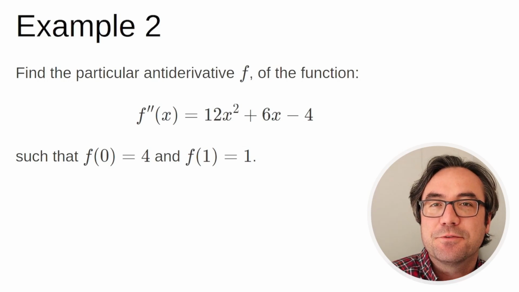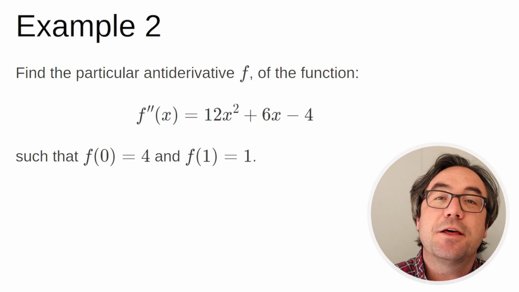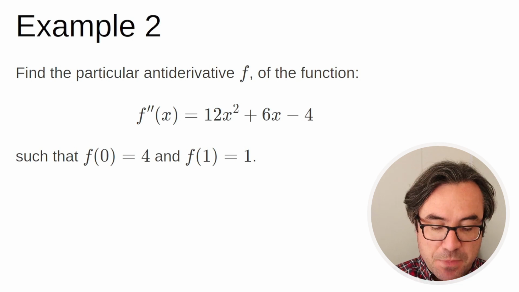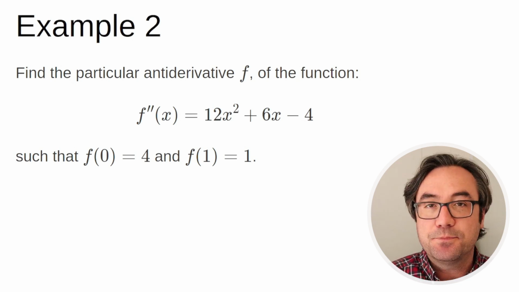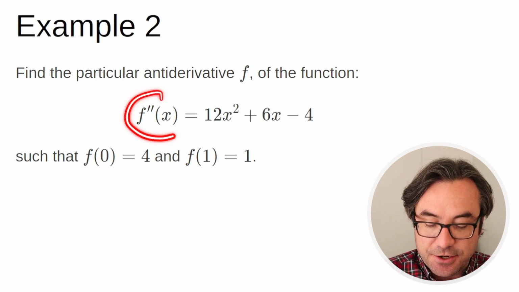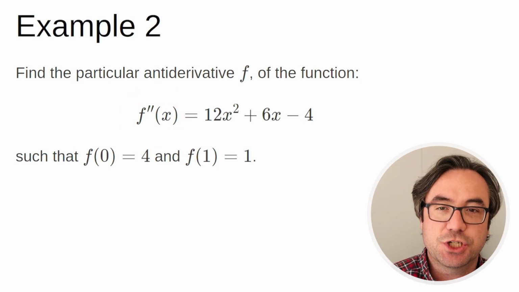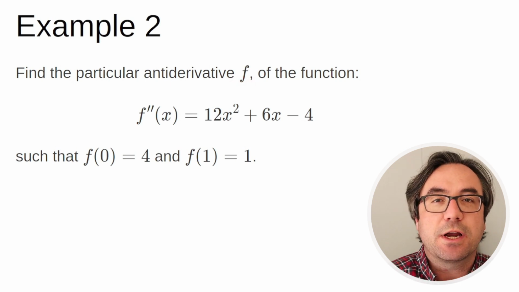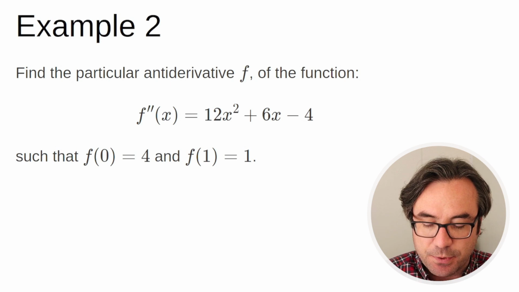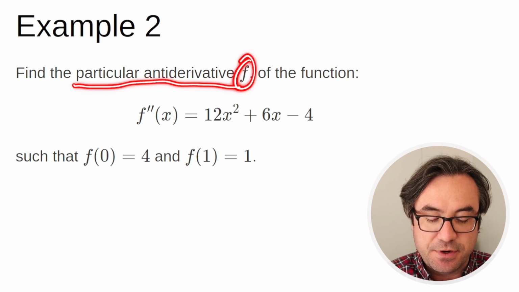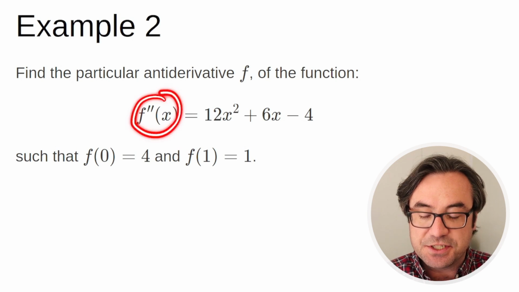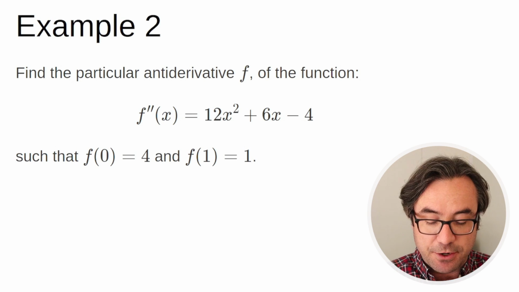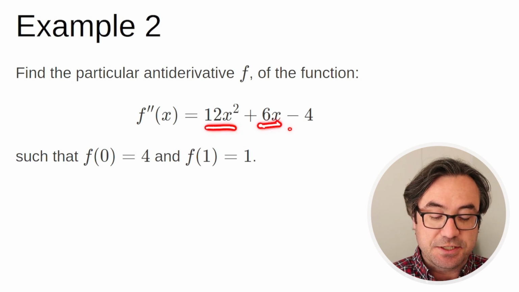Welcome everyone. For today's prep, we're going to look at another example for finding particular antiderivatives of functions. In this example, we're actually given the second derivative of some function f, and we want to recover the original function. So we want to find the particular antiderivative little f of this second derivative f double prime, and the formula for f double prime here is 12x squared plus 6x minus 4.